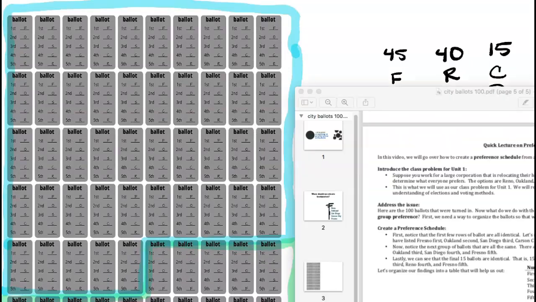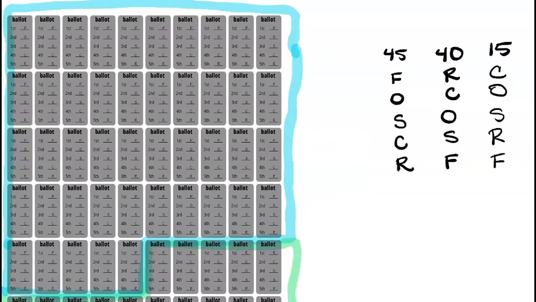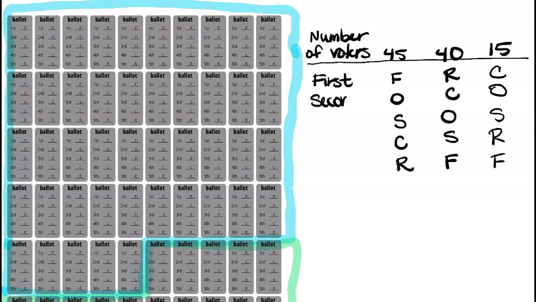All right. Across the top of our table, we have number of voters. And each row represents the voters' first, second, third, fourth, and fifth choice.